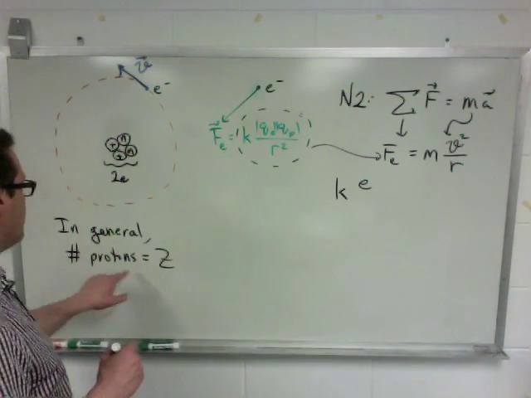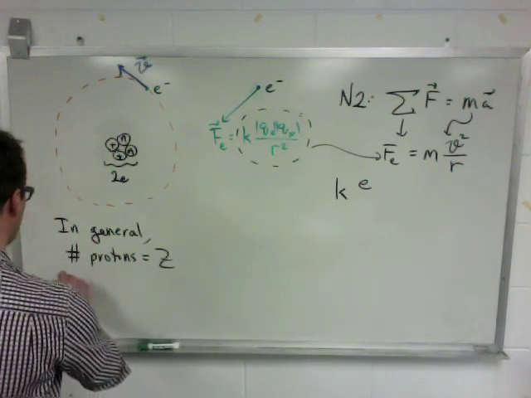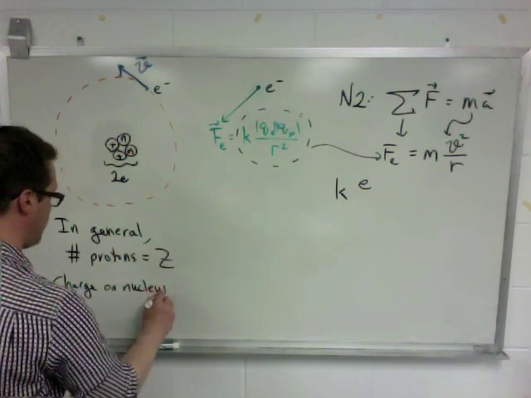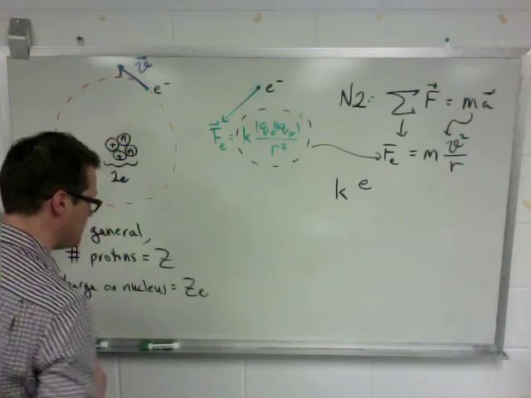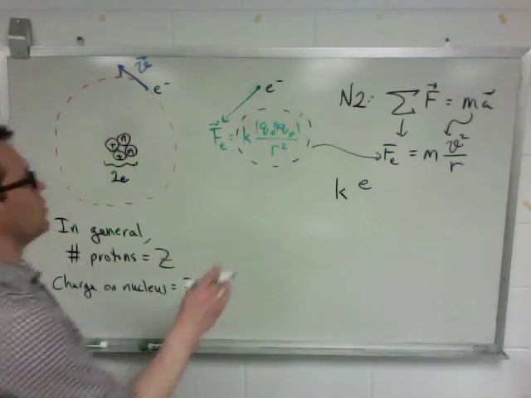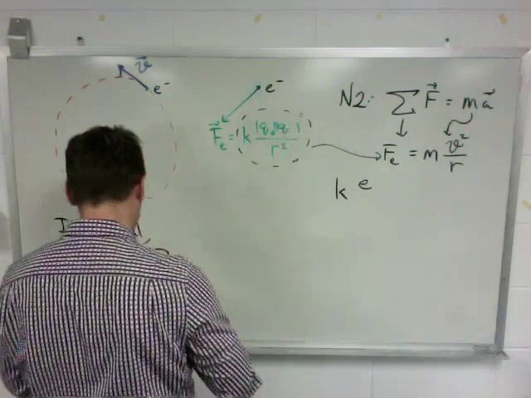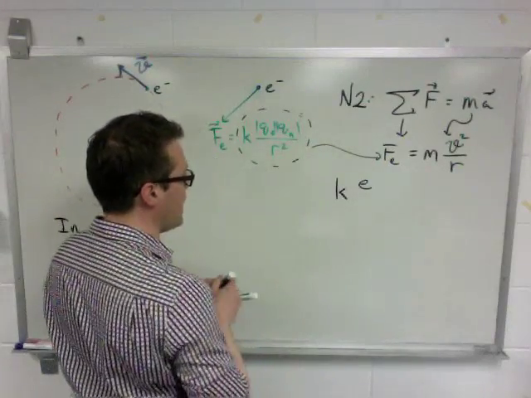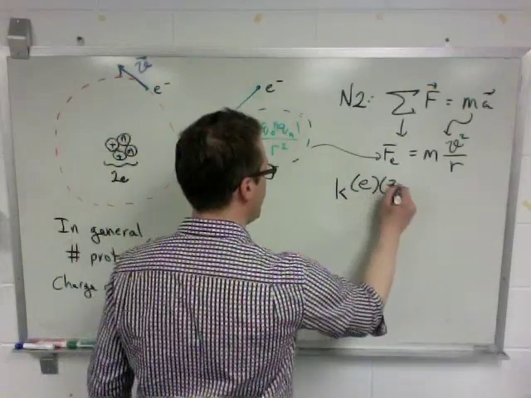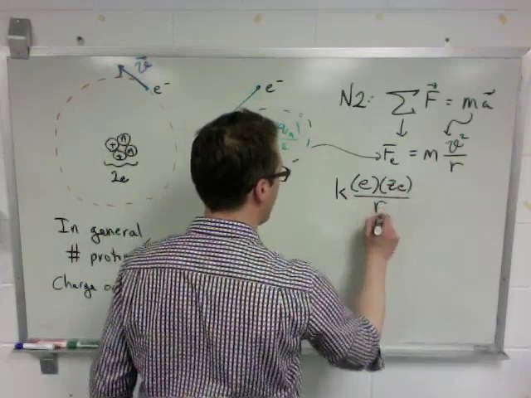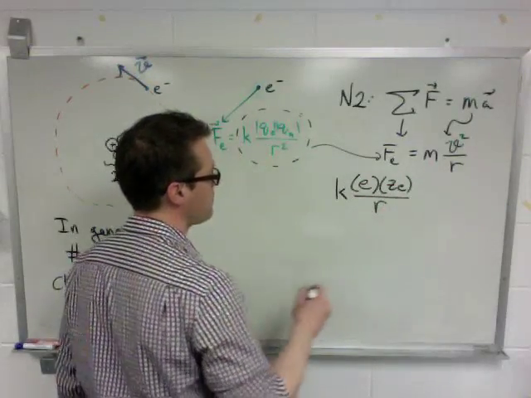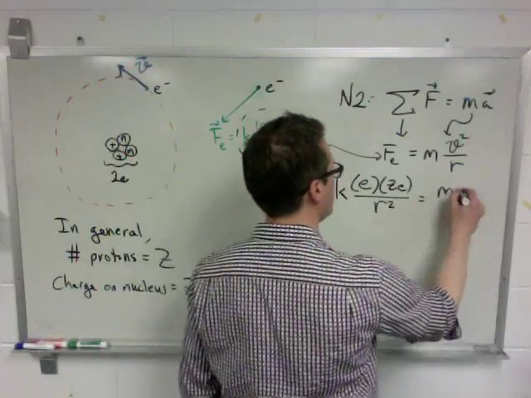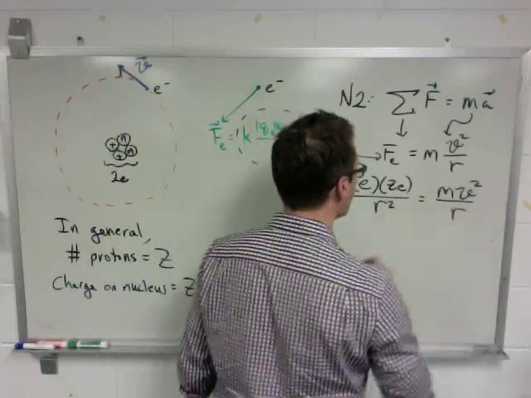If we call the number of protons Z, then the charge on the nucleus would just be Z times e, right? So rather than say that this is the charge on a proton, let's call this the charge on the entire nucleus. And that's going to give me an e times a Z times e divided by r squared down here, equals mv squared over r. Okay?